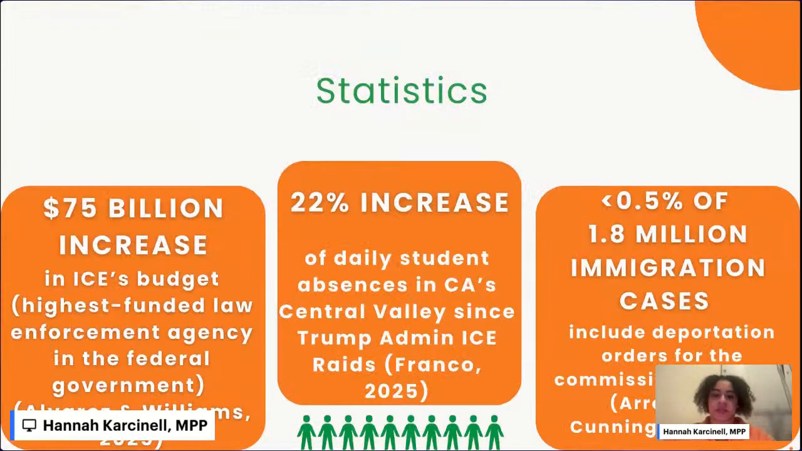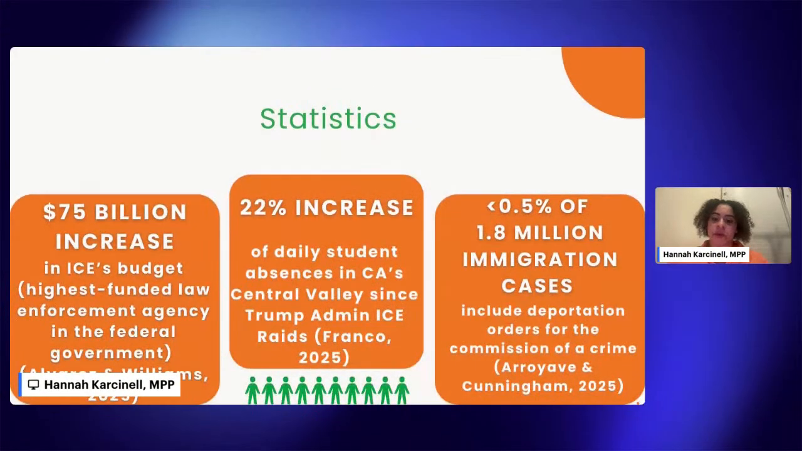So these are some statistics that I wanted to include. There's been a $75 billion increase in ICE's budget, which now makes it the highest funded law enforcement agency in the federal government. There's been a 22% increase of daily student absences in California's Central Valley since the Trump administration ICE raids. And less than half a percent of 1.8 million immigration cases include deportation orders for the commission of a crime.